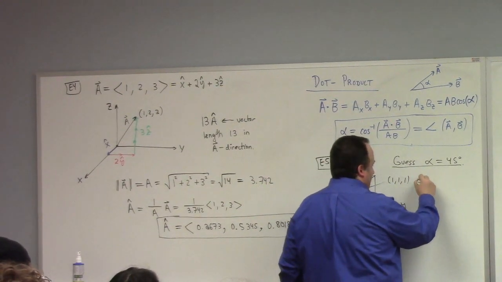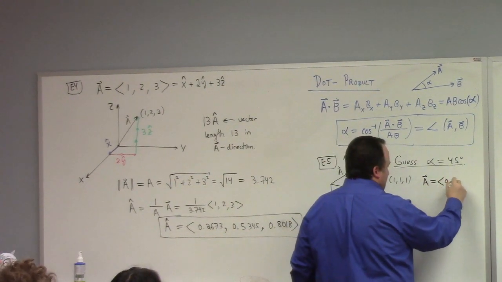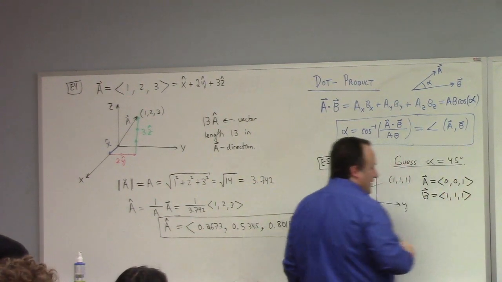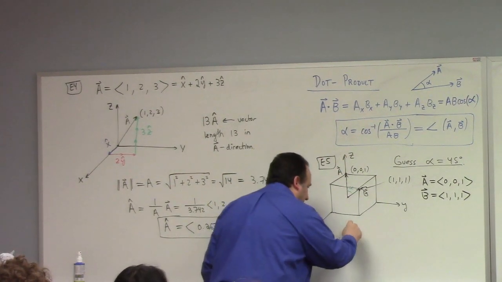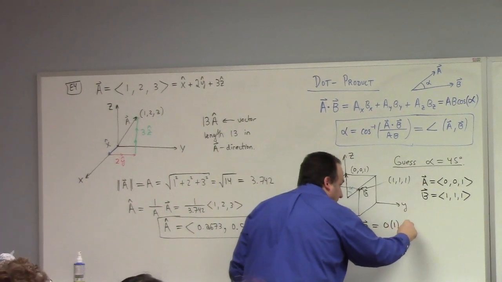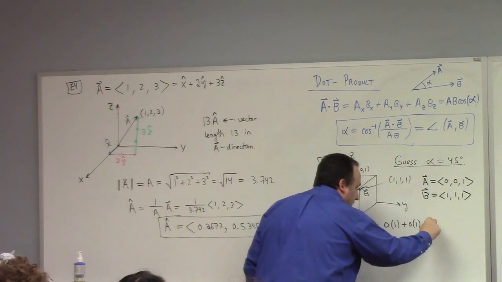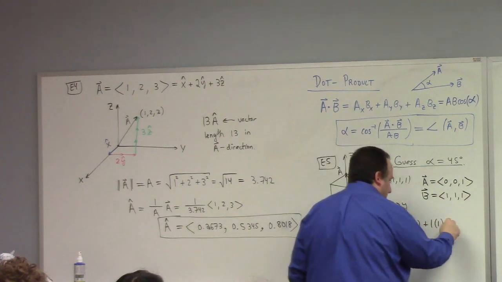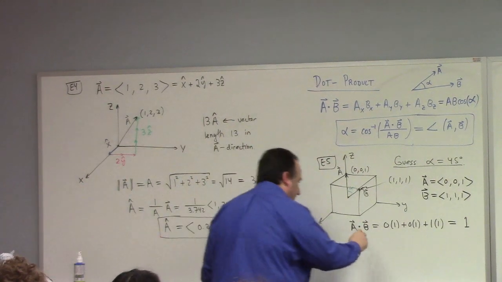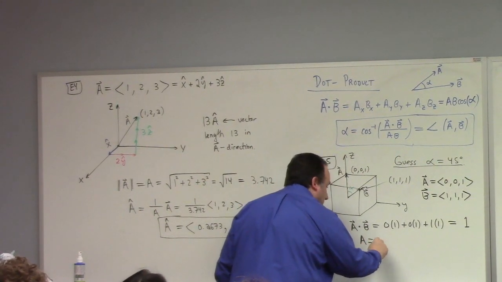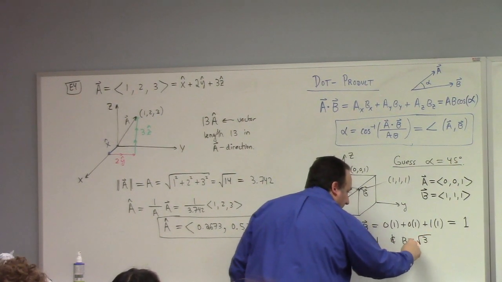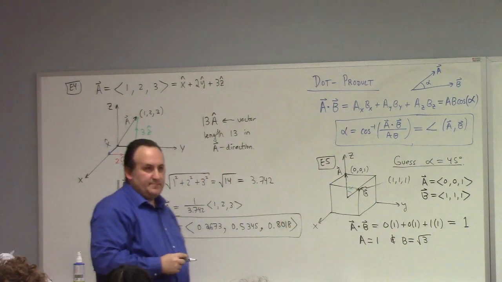So we have vector A is just z hat. It's 0, 0, 1. Vector B is the 1, 1, 1 vector. All right. So A dot B is equal to 0 times 1 plus 0 times 1 plus 1 times 1, also known as 1. On the other hand, the magnitude of A is 1, and the magnitude of B is the square root of 3. All right? And I won't bother with the decimal here.